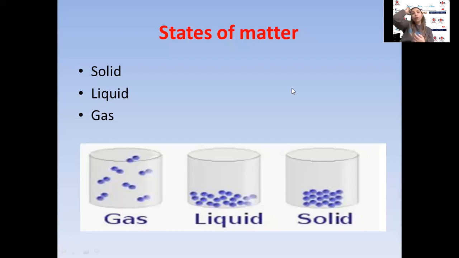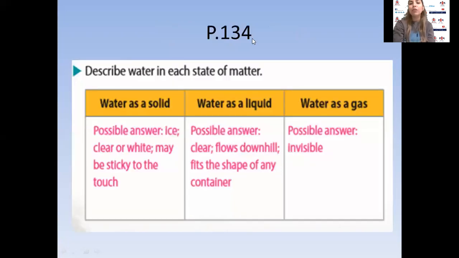In our lesson, we should know how the particles move and are arranged in each state. We'll take this part only today. So you can open page 134 and complete this table together. Describe water in each state of matter. As we know, water can be solid, liquid, or gas. Solid is in the form of ice. If we want to describe ice, maybe it's clear or white, maybe sticky to touch. If you touch ice, maybe it's sticky.